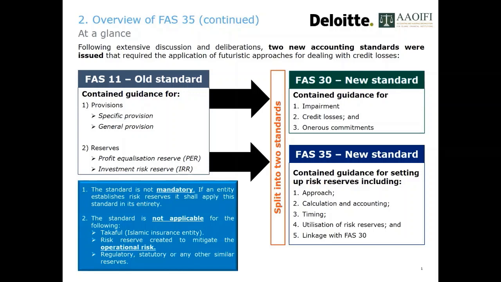Thanks, Irshad, for providing the key reasons for the development of the new standard. Now, referring to slide 5, could you please let us know what do the two new standards deal with? Well, as you're aware, FAS 11 dealt with provisions and reserves. The two new accounting standards required the application of futuristic approaches. For example, FAS 30 contained guidance for impairment, credit losses and onerous commitments, whereas FAS 35 contained guidance for setting up risk reserves, including the approach, calculation, accounting, timing, utilization of risk reserves and linkages with the FAS 30.